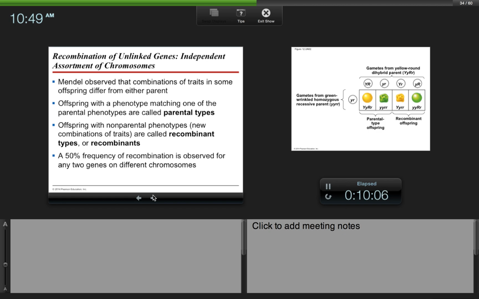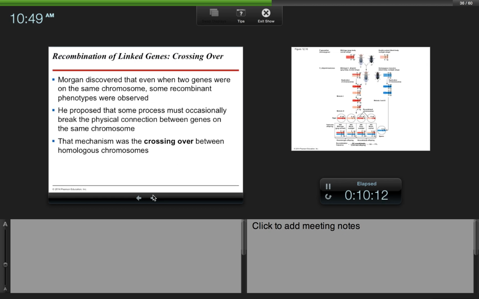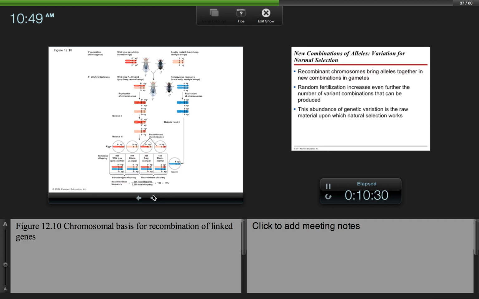A 50% frequency of recombination is observed for any two genes on different chromosomes. Morgan discovered that even when two genes were on the same chromosome, some recombinant phenotypes were observed. He proposed that some process must occasionally break the physical connection between genes on the same chromosome. This mechanism is crossing over, and it occurs between homologous chromosomes.